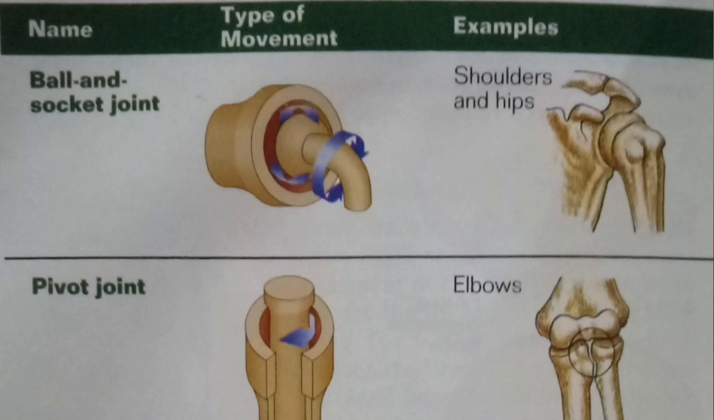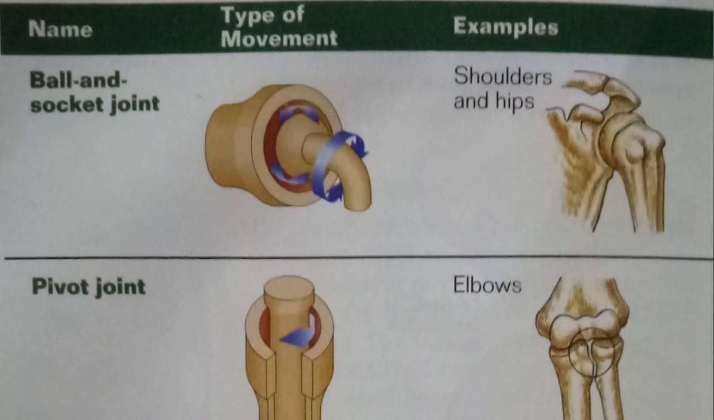The second type of freely movable joint is the pivot joint or hinge joint. Such joints are present in our elbow and knee region. Such joints allow the bone to move in two directions, forward and backward.